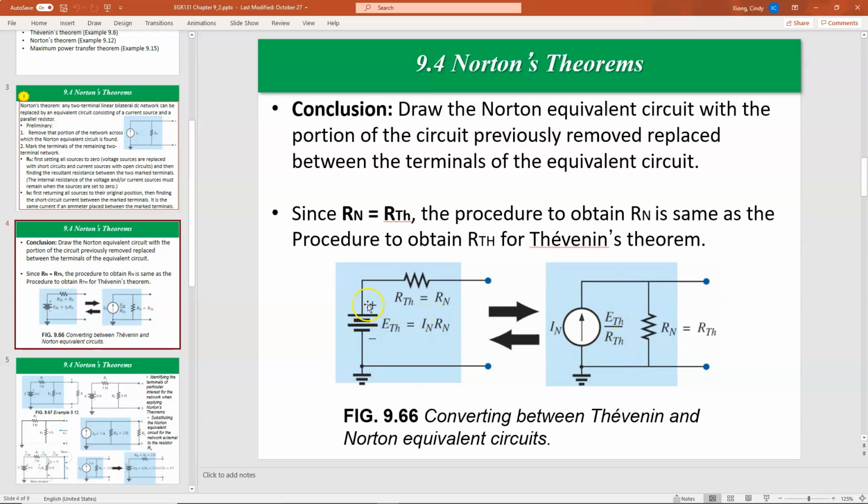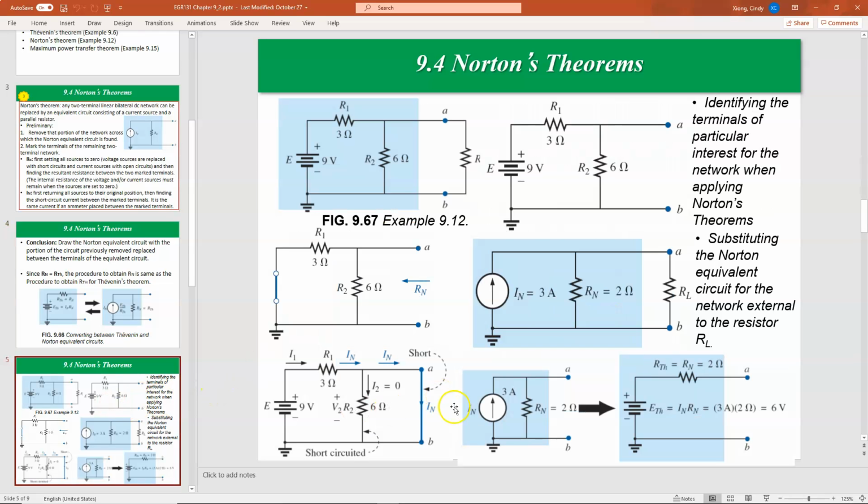So you could see here is the positive terminal and the current will go up. So you could find that the direction of the current source and the polarity of the voltage source also match. Okay, so let us look at example 9.12.